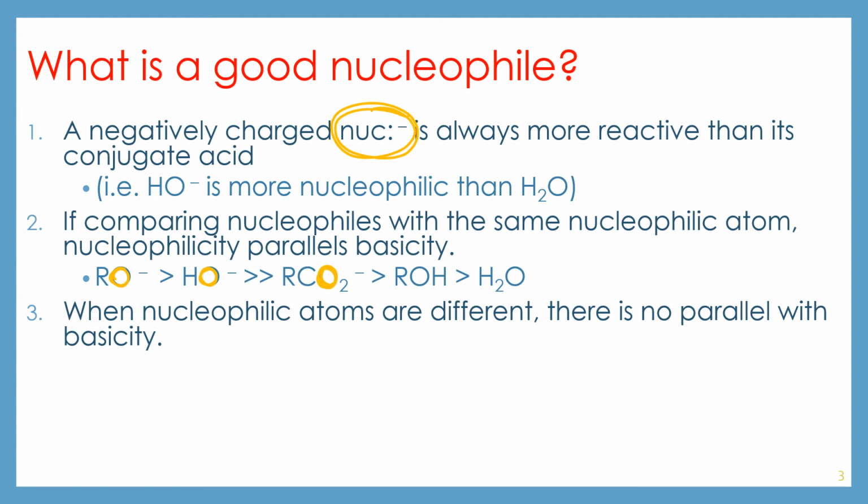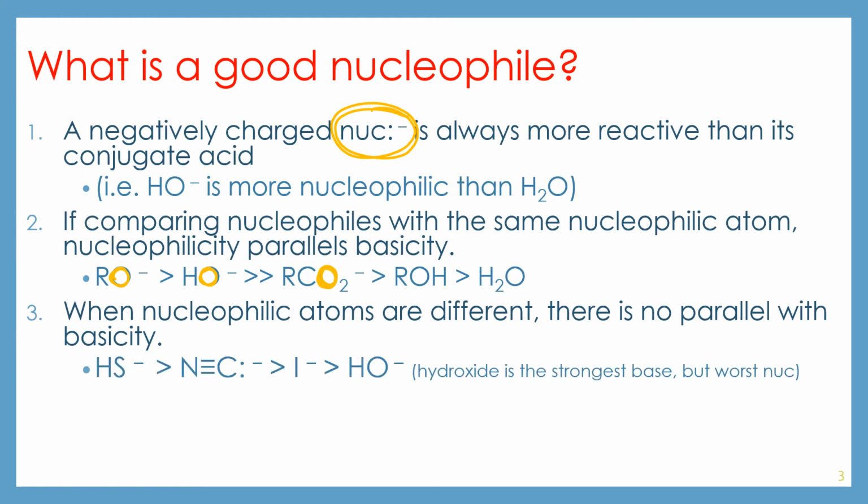When nucleophilic atoms are different, there is no parallel with basicity. The rules kind of go out the window, and you just kind of have to know what is a good nucleophile and what is not. A couple of good examples here. A thiolate is a pretty dang good nucleophile. It's one of the best options.